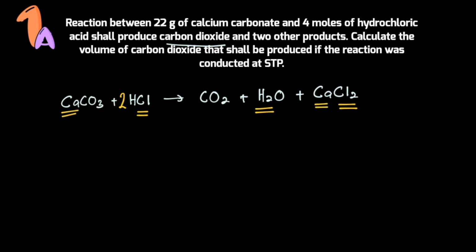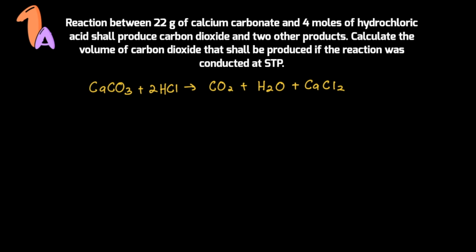So next up is your carbon. You have 1 carbon here and 1 carbon here. And the total number of oxygen that you have is 3 at the reactant. So we have 2 here and another 1 here. So you have 3 oxygen. So this is your balanced equation for this reaction. Let us now move on to the rest of the question.